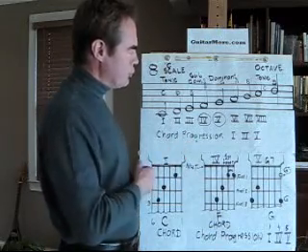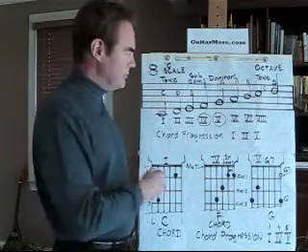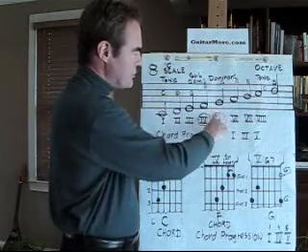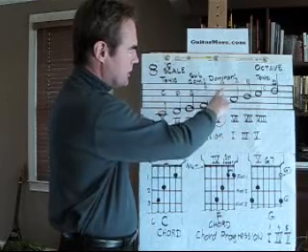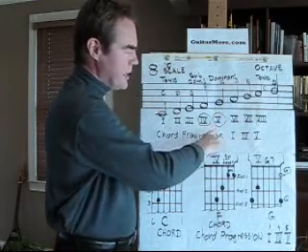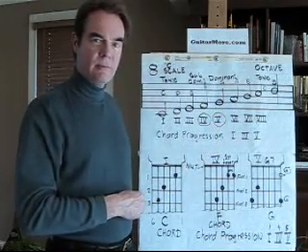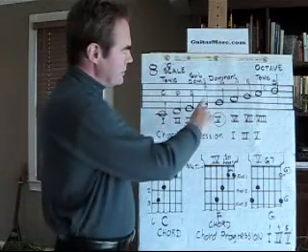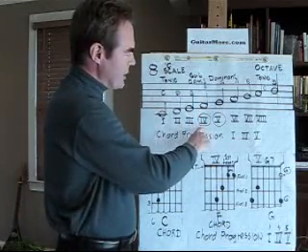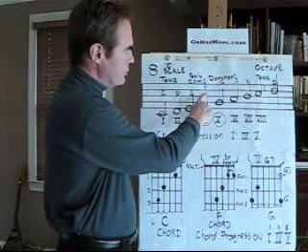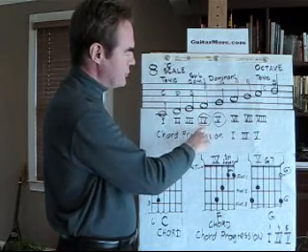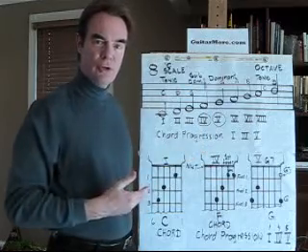The second most important note in the C scale is the fifth note of the C scale, which in this case is a G, and that's denoted by a Roman numeral 5. The third most important note in the scale is the fourth note in the scale, which is the F, and it's denoted by the Roman numeral 4.